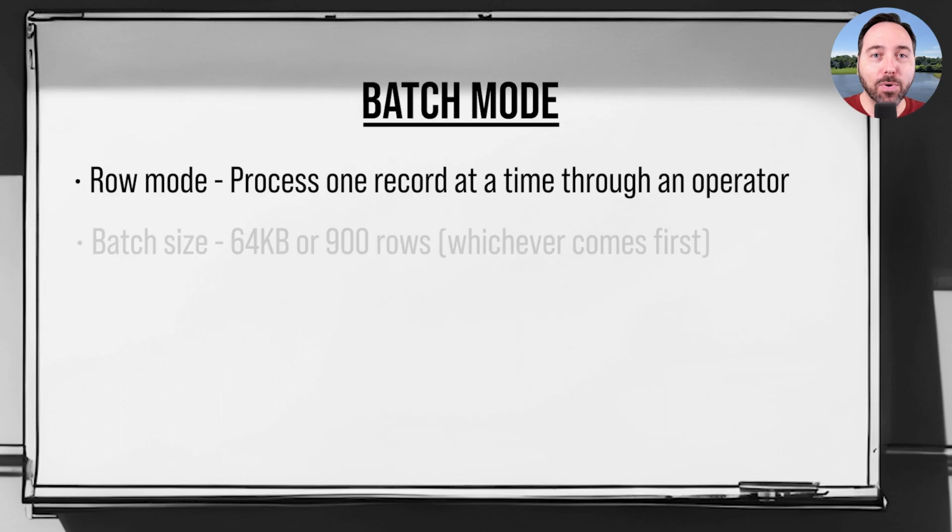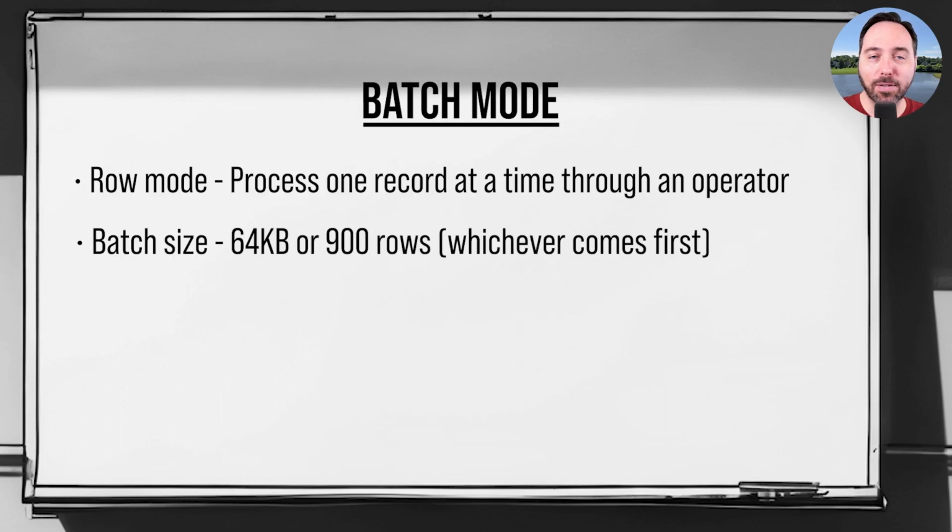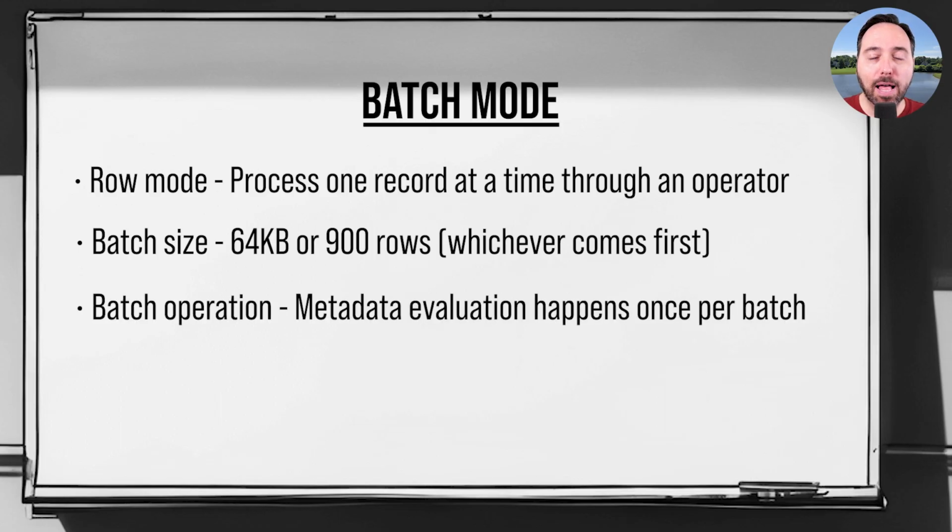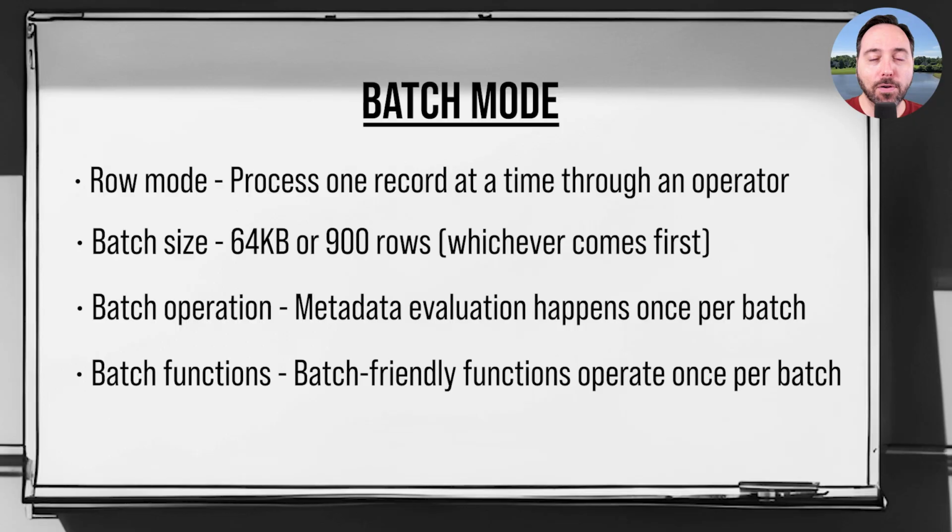But with batch mode, we can process 64 kilobyte blocks of data, or up to 900 rows at a time in a single batch. We evaluate metadata once per batch rather than once per row. That means, at the extreme, instead of performing metadata operations 900 times, we perform them one time. And if there is a function that operates on the batch, it can handle all of the rows in the batch at once, rather than operating on each row individually. This can lead to significant performance improvements without changing your code or having you even think about it.